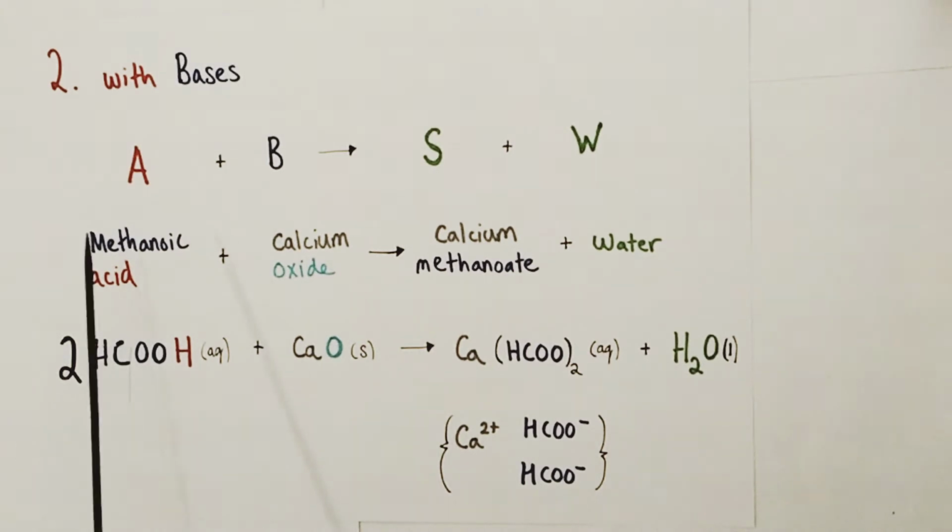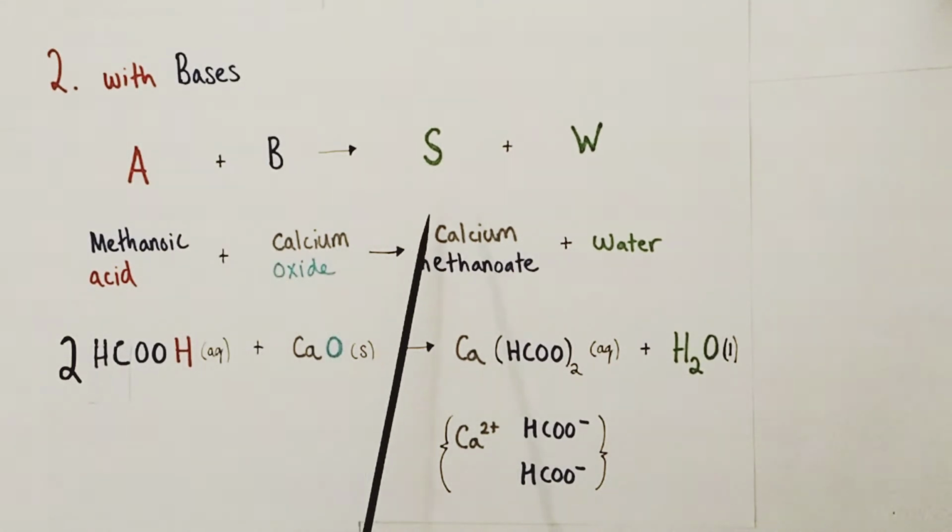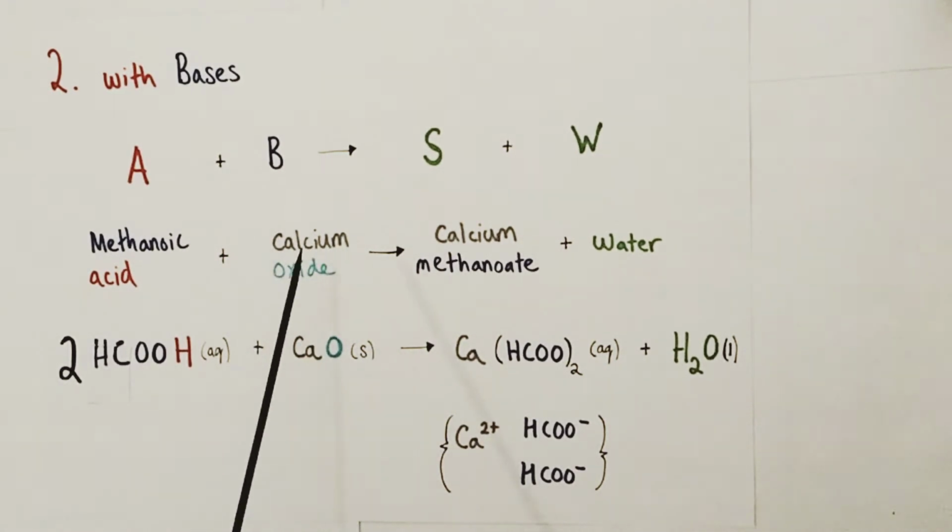So my example, methanoic acid reacting with calcium oxide to form calcium methanoate and water. How do I generate the name of the salt? You take the metal component from the base and bolt it on to the name of the acid, except you change the ending from "oic" to "oate", and you have correctly named this particular salt, which is calcium methanoate. Now on to the equation. Here is the formula of methanoic acid, HCOOH. Calcium oxide is my base. Calcium methanoate is my salt, and water is the other product.